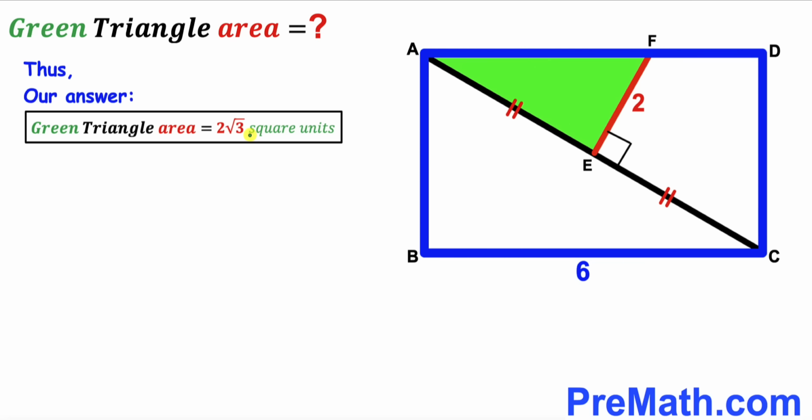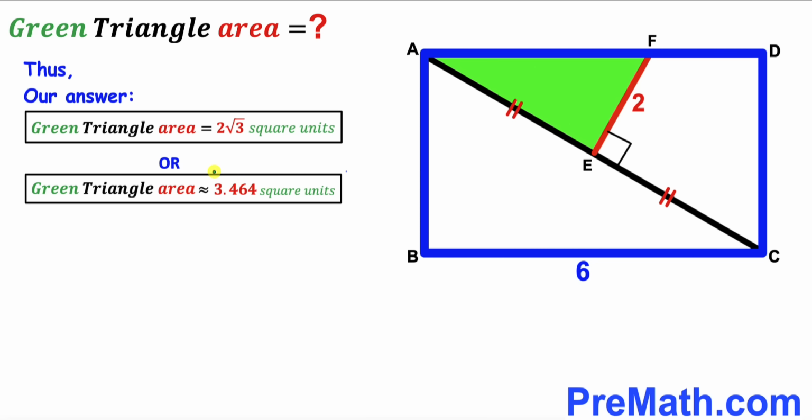So thus, after all the calculations and manipulations, the area of this green shaded triangle turns out to be 2 times square root of 3 square units. And that's going to be approximately equal to 3.464 square units as well. And that's our final answer.